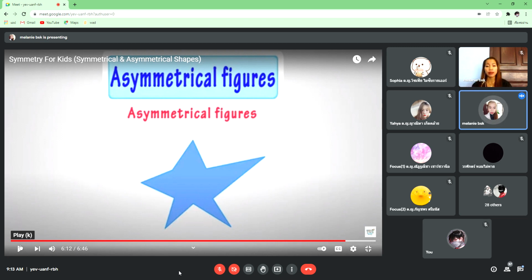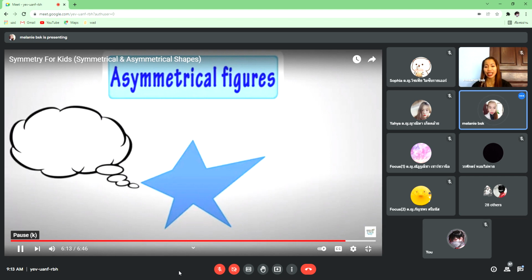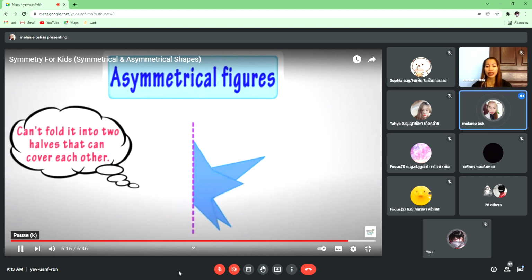Okay, an asymmetrical figure, if we fold it into two halves, it is not the same as the other side. This one is an asymmetrical figure. It is not the same. It has two halves that cannot cover each other. Like this, they can cover each other. Okay, that is a symmetrical figure. Here are some more examples. Have a look.